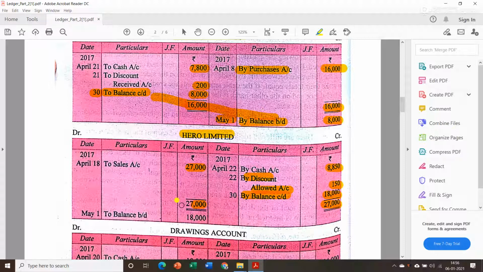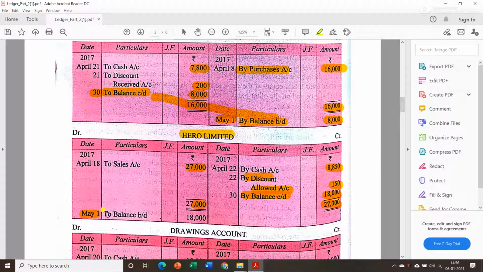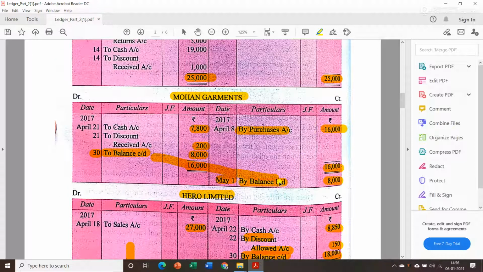So after getting 27,000 on both the sides, we will simply draw a parallel line on both the sides, and then on the first day of the next month we will have balance brought down. This balance carried down will come here and it will become 18,000 as balance brought down. Now remember this Hero Limited, since we are writing balance brought down on the debit side, it means that Hero Limited has a debit balance.